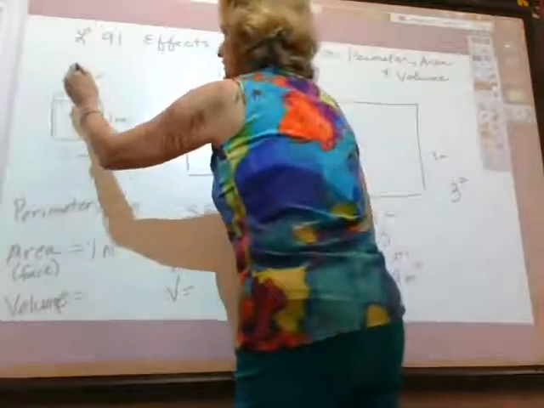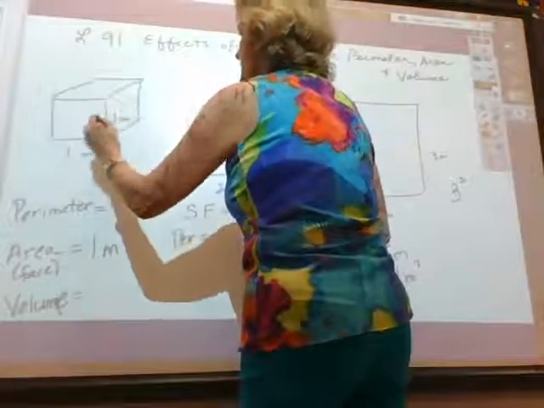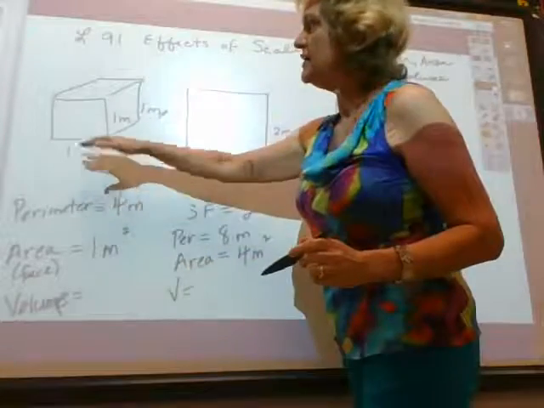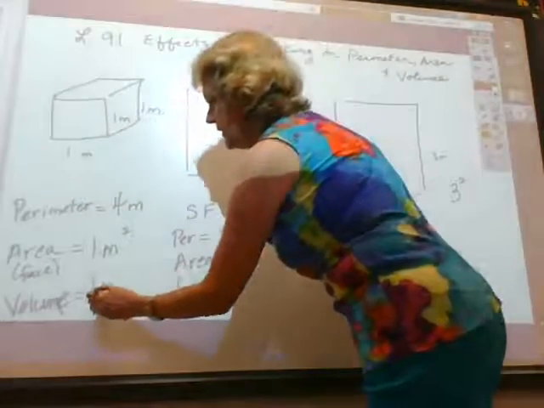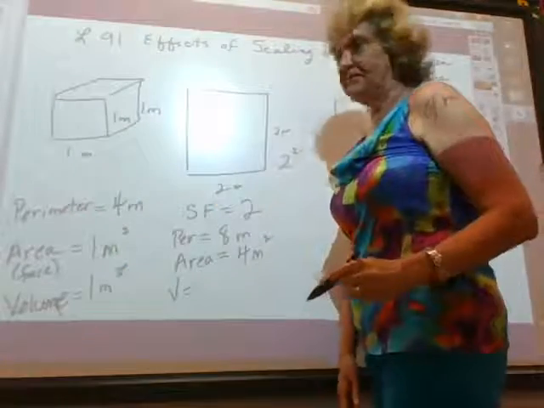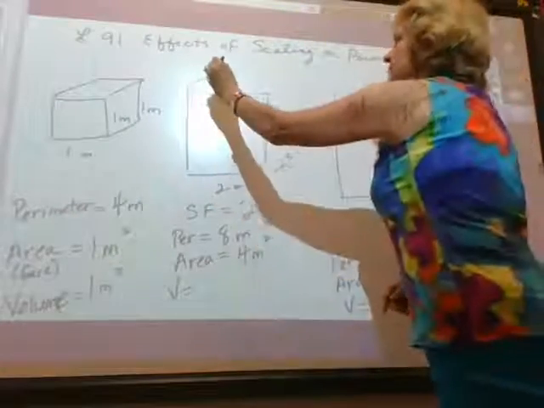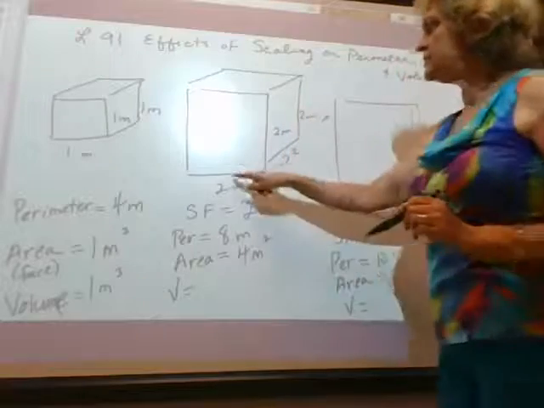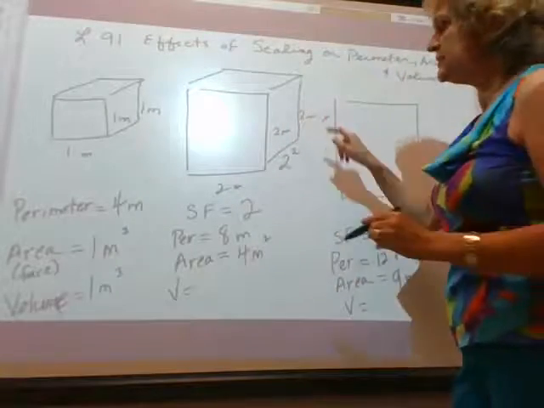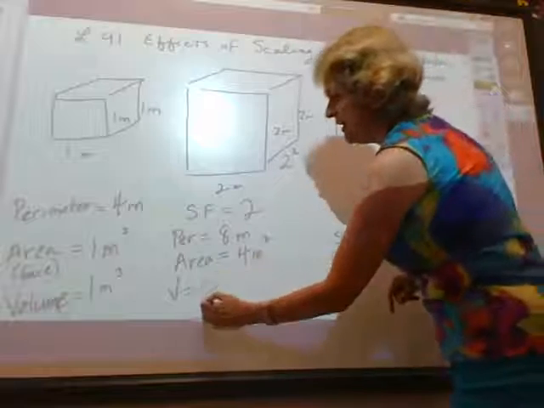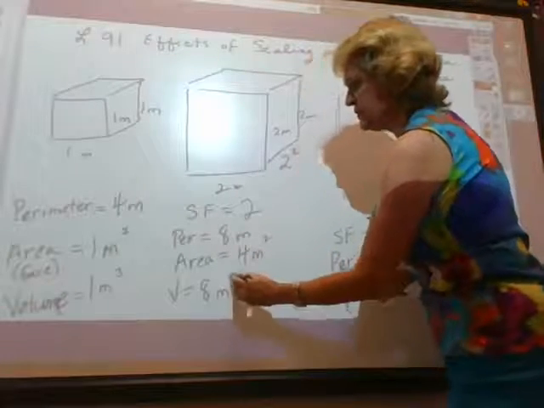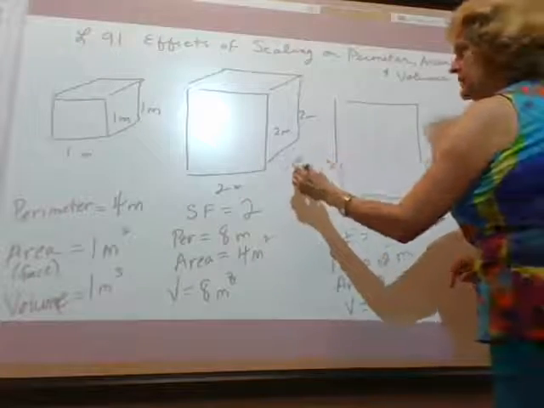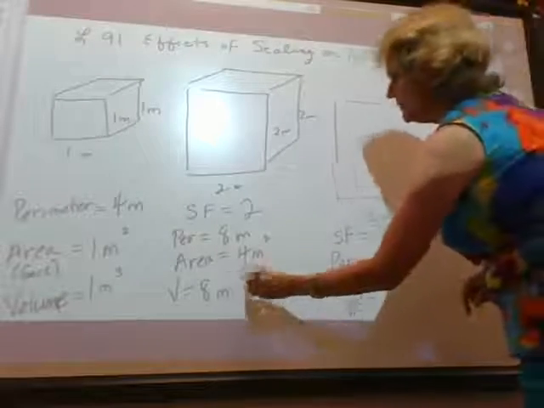All right, let's talk about the volume. Well, first of all, I have to kind of draw a cube shape, right? Make this a cube. All right, so the volume, 1 by 1 by 1, 1 meter cubed. So here, making this a cube would be 2 by 2 by 2, 8 meters cubed, right?